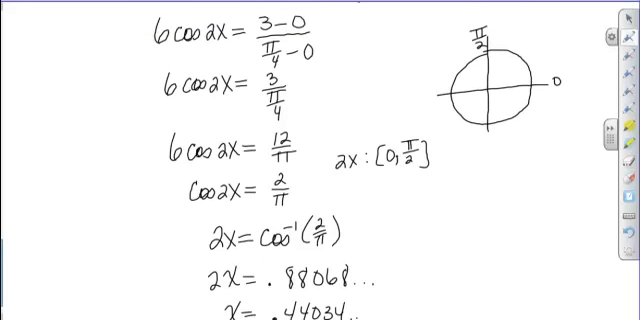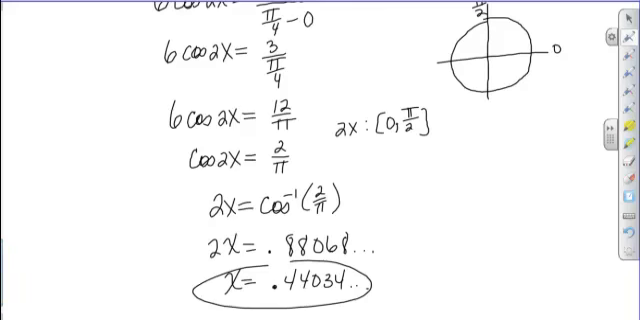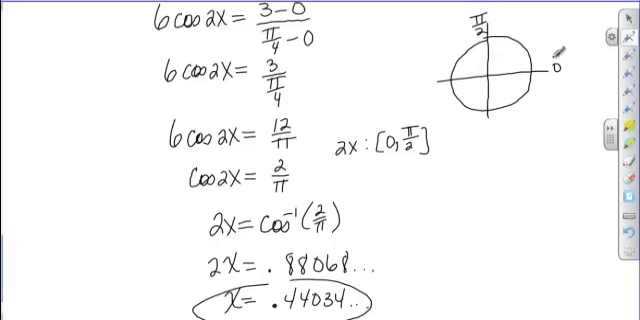And if you think about that angle, we just need to make sure that it's actually in the interval from 0 to pi over 2. Pi over 2 is about 1.57. So 0.44 is definitely between 0 and 1.57. It would be, you know, maybe somewhere around in there.